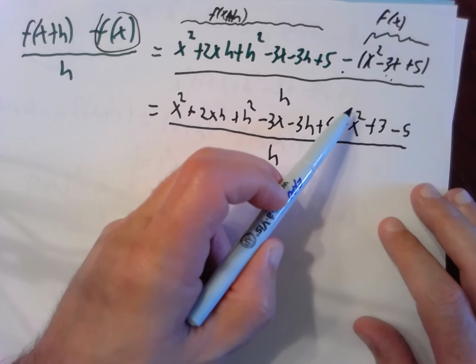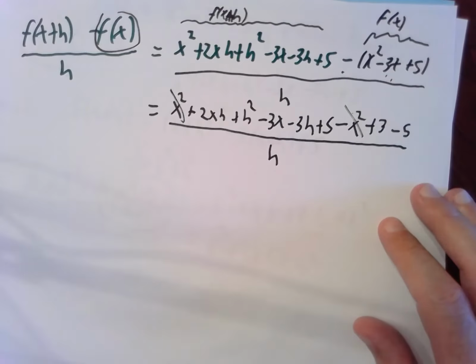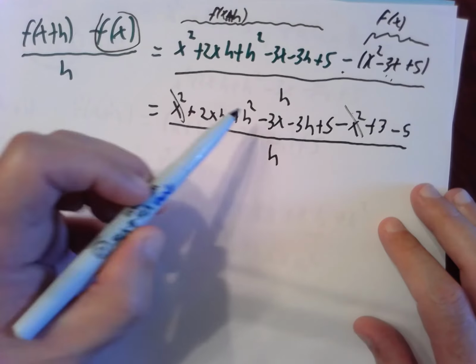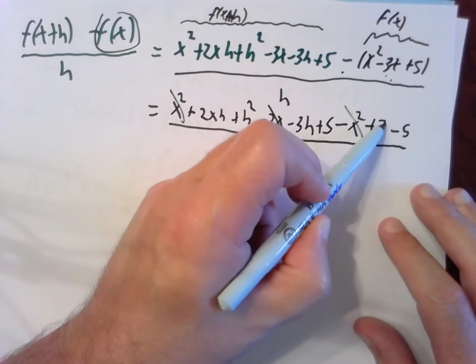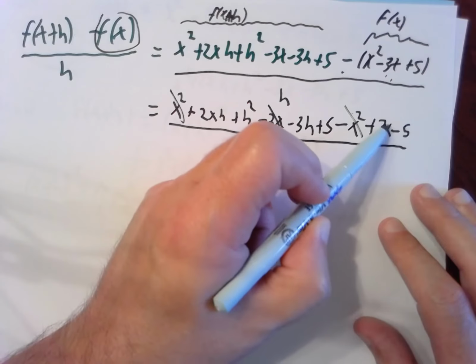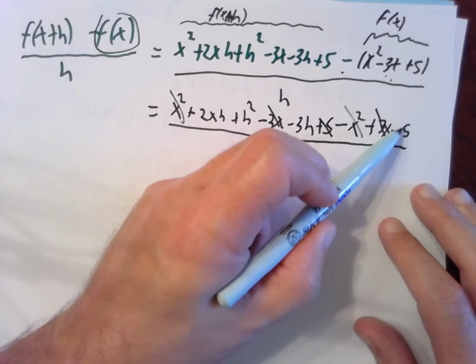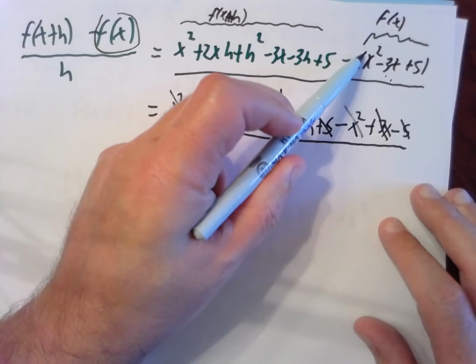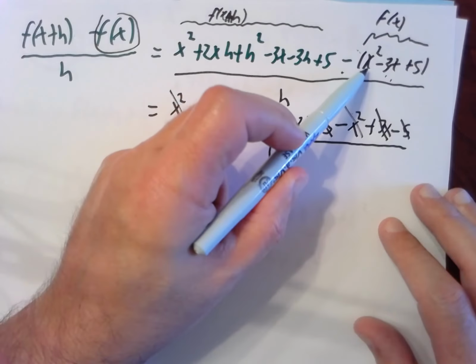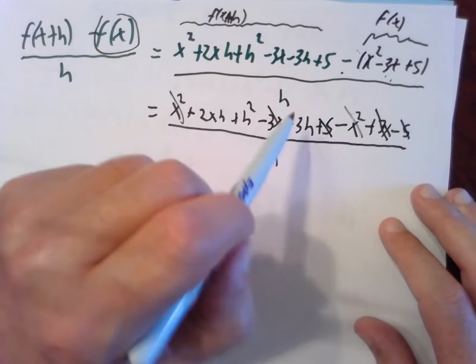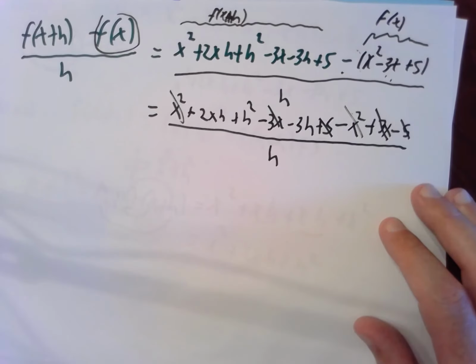Oh, wait, look, that x squared cancels out the negative x squared. The negative 3x cancels the positive 3x. The 5 cancels the negative 5. Everything after this minus canceled out. That will happen every time if your function is a polynomial.